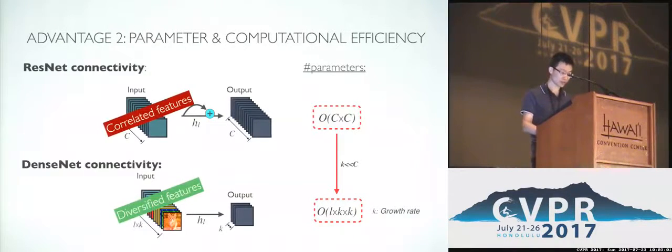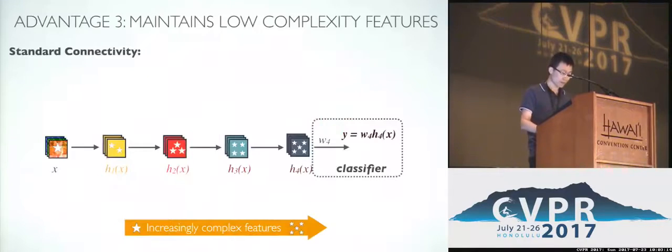Another advantage here is that in a DenseNet, the features to each layer are a concatenation of features from all preceding layers, and these tend to be more diversified and tend to have richer patterns. The third advantage is that DenseNet maintains low complexity features across the network.